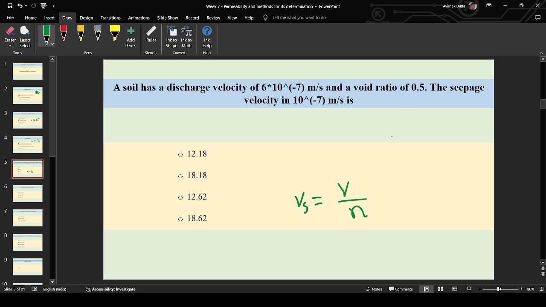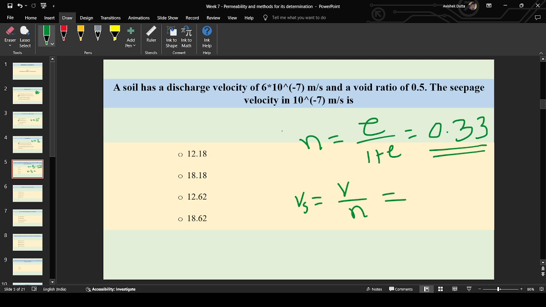Porosity equals e by 1 plus e, that is 0.5 by 1.5, which gives 0.33. 1 by 3 is the correct value, but in decimal it gives 0.33. That is why I told you that whichever option is nearest is correct. If you remove the decimal, 0.5 by 1.5 becomes 5 by 15, which is 1 by 3, an easy way to solve this. Your way is also correct, not wrong.